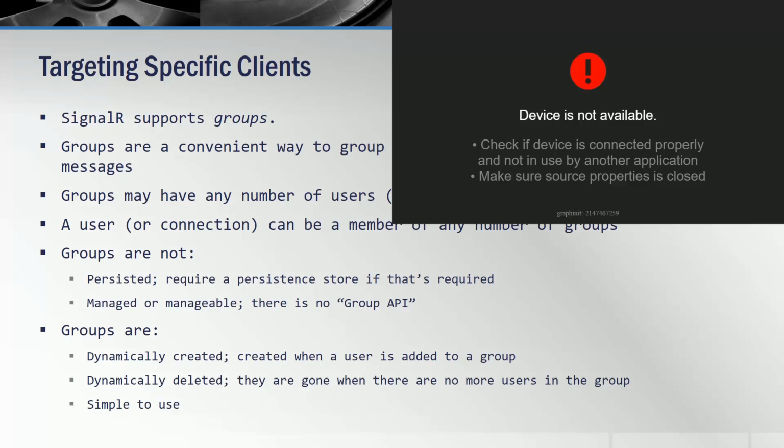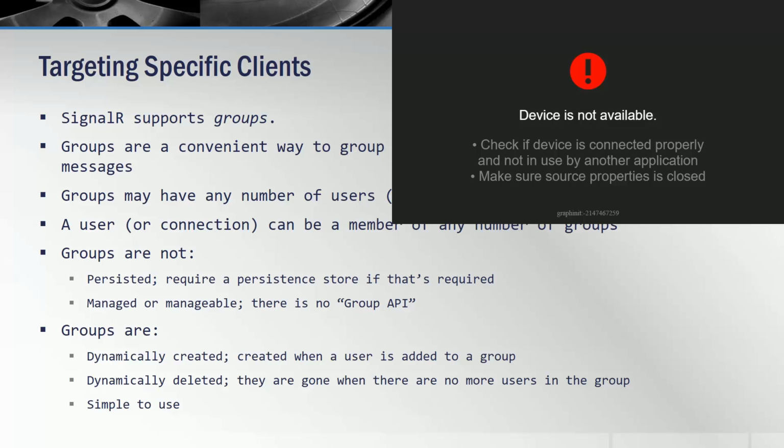So in SignalR, you can target specific clients. First, you can target specific groups of clients. So this can be handy. You have multiple people in a single chat room, so that chat room can become a group at the SignalR level. The groups can have any number of users, actually any number of connections. A single user can have multiple connections. There are times when that can happen. A user or a connection can be a member of any number of groups. So it's a many-to-many relationship, and they can be a member of any number of groups at any point in time.